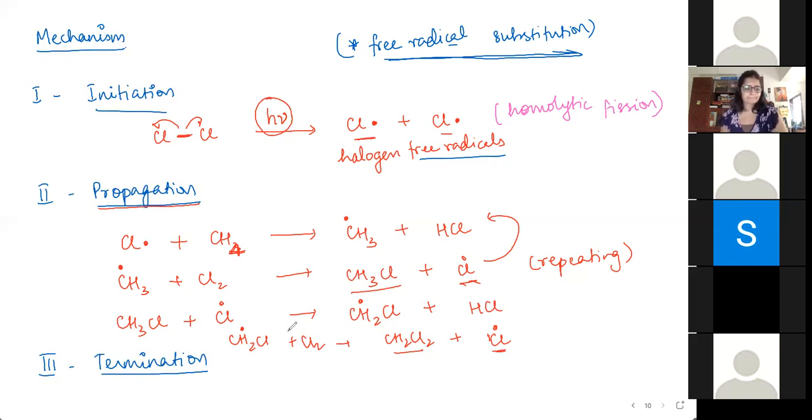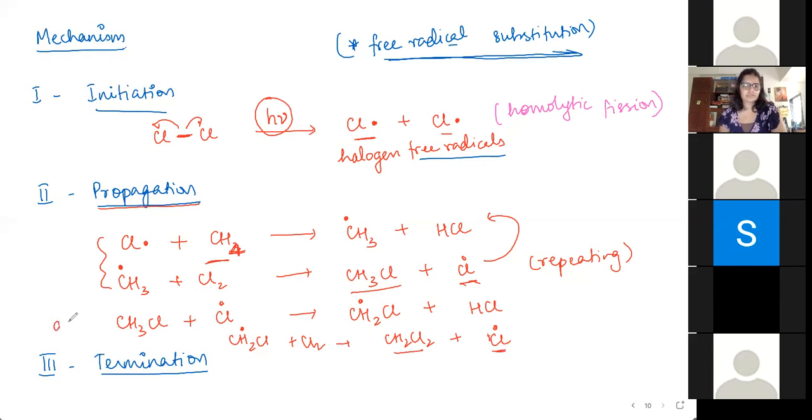Ma'am, so what exactly repeats? The Cl plus CH for collision? I mean combination, or the CH3Cl plus Cl radical? This one. So this chlorine radical can hit a new methane molecule. Then these two steps keep repeating.